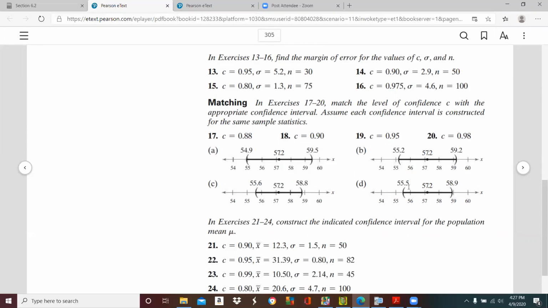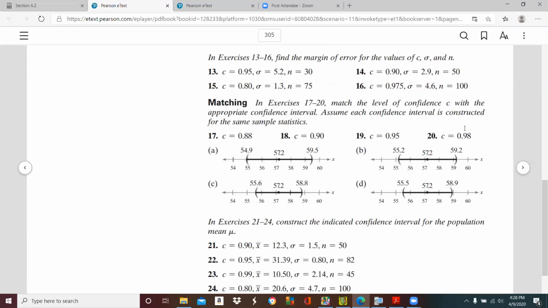Now, here's the general rule. As the level of confidence gets bigger, the length of the confidence interval gets longer. Okay? In other words, it becomes wider, a wider interval. Now, how can we recognize? We look at four intervals here. How do we know which interval is the widest? Which one is the most narrow?